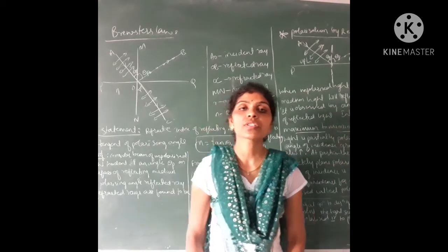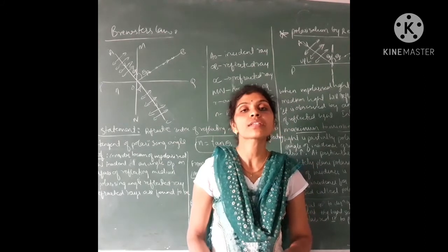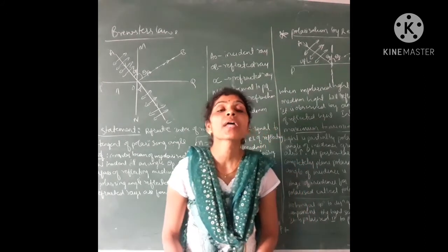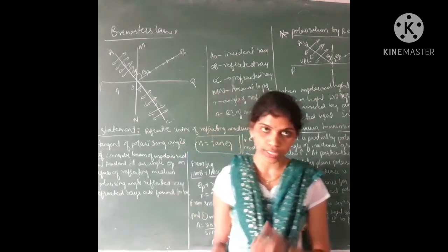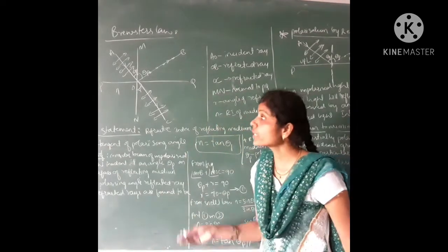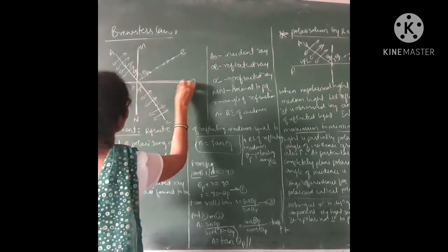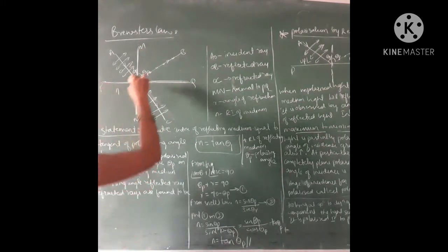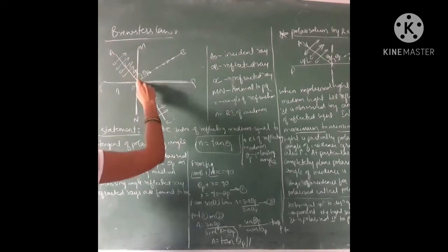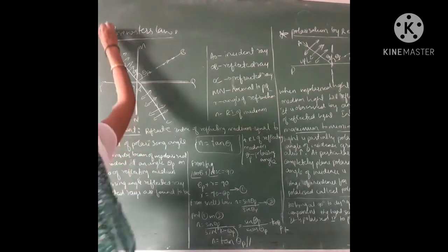Next we shall discuss Brewster's law. We shall see what the statement of Brewster's law is, how we derive it, and how we show it. Here is the diagram. PQ is the plane, MN is the normal drawn to PQ, and this is the incident ray and this is the refracted ray. What is the statement of Brewster's law?